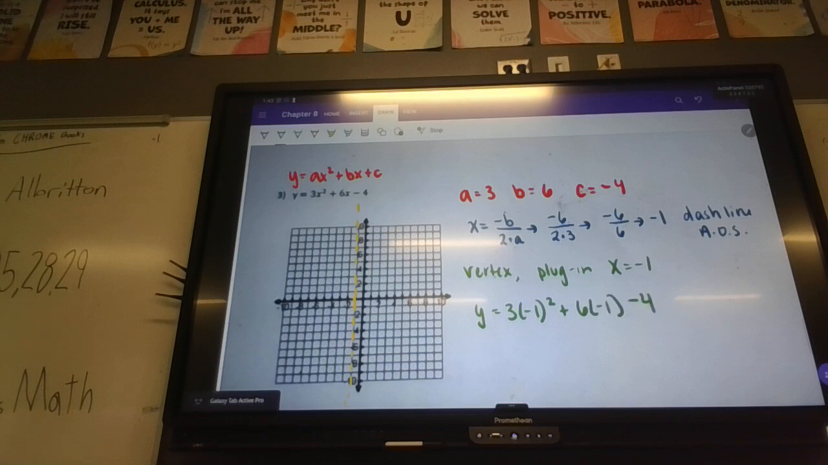And this was pretty overwhelming Monday when we did it. It's a lot of work. It's a lot of steps. So it should feel less overwhelming the second time around.